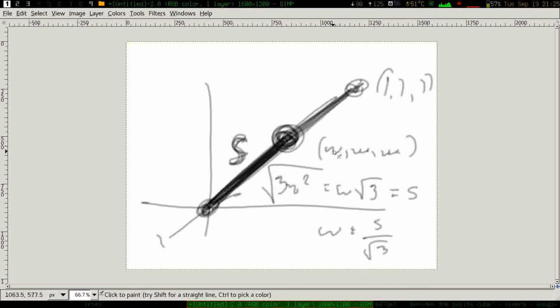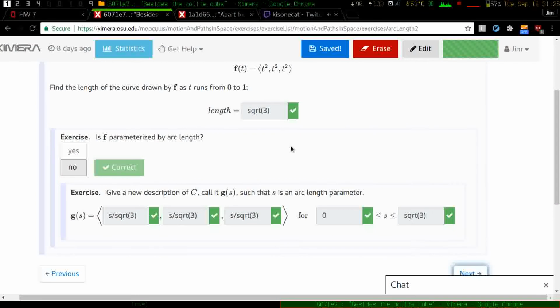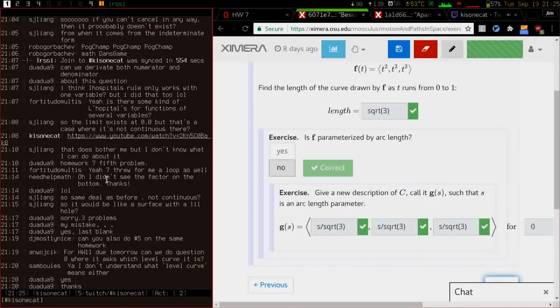So that tells me that what I really want here isn't WWW. What I really want is S over the square root of 3, S over the square root of 3, S over the square root of 3. And that point is on this line segment, and it's S units away from the origin, which is exactly what I want in an arc length parameterization. Okay, hopefully that helps a bit.